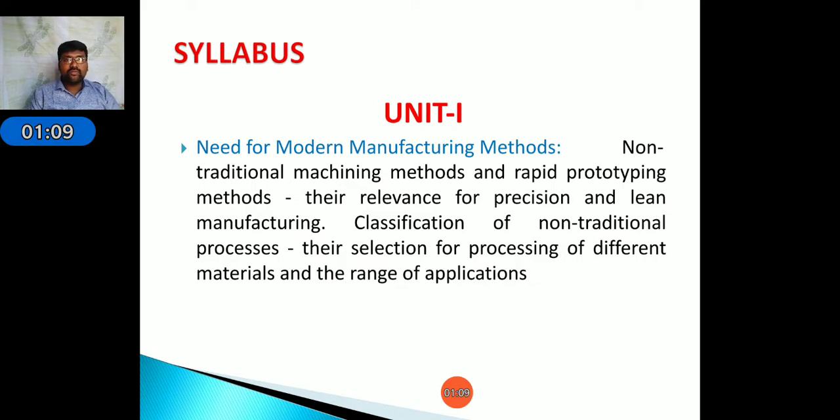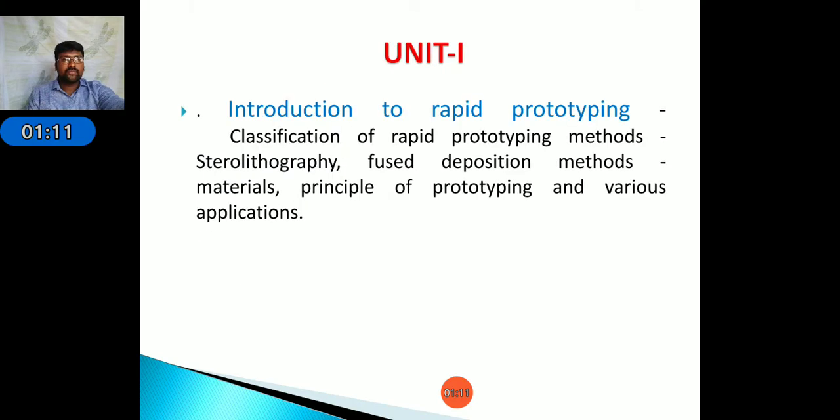In Unit 1, we will learn. Next, it is classification of rapid prototyping methods. That is stereolithography, fused deposition methods, and principle of prototyping and various applications of rapid prototyping. It is about the Unit 1.